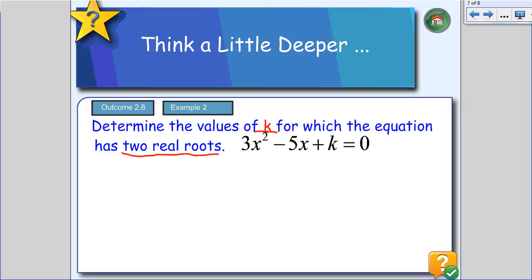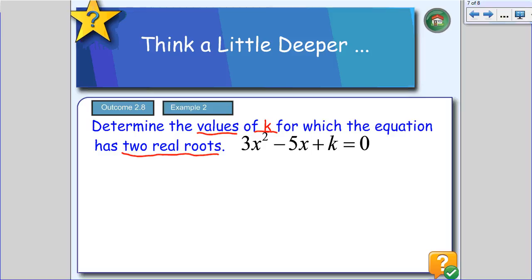That's close. They want values, not value. So you need to tell all the values of k. That would make it greater than 0. So it's going to be a greater than or a less than type question. Here's the trick.